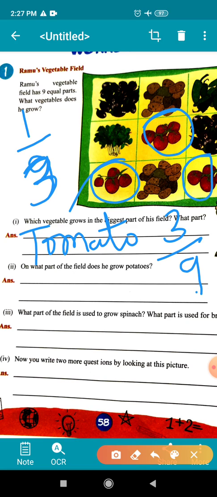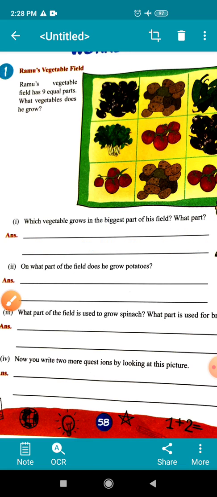I told you before how you can reduce fractions. To reduce the fraction we divide by the same number. Here I am taking 3 to reduce this numerator and denominator. When 3 is divided by 3 we get 1, and when 9 is divided by 3 we get 3. So 1 by 3 is the part of the field where he grows tomatoes, right?